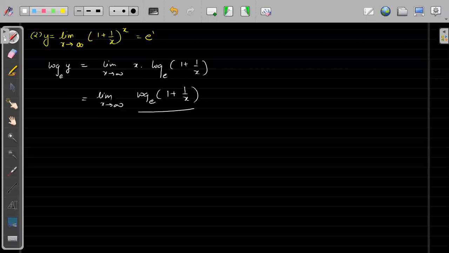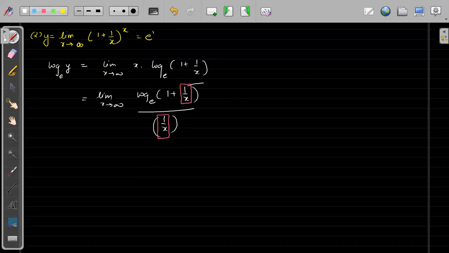this x, I can write as 1 by x. See, this is 1 by x, which is tending to 0 as x tends to infinity. This is also 1 by x, also tending to 0 as x tends to infinity. So I can write this as h. The whole question gets converted into limit of h tending to 0, log base e (1 plus h) upon h. We can write it like this.